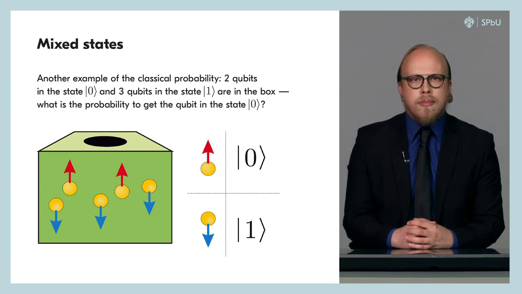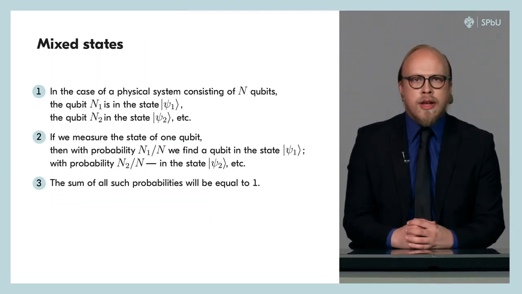This is a fairly simple example in which a mixture consists of two basis states 0 and 1. In the general case, the statistical ensemble can include any number of states, and not necessarily basis ones, and moreover, each of the states can be some kind of superposition. For example, in the case of a physical system consisting of n qubits, n1 qubits may be in the psi1 state, n2 in the psi2 state, and so on. In other words, if we get one qubit from such a system, then with probability omega 1 equal to n1 divided by n, we will get a qubit in the state psi1, with probability omega 2 equal to n2 divided by n in the state psi2, and so on.